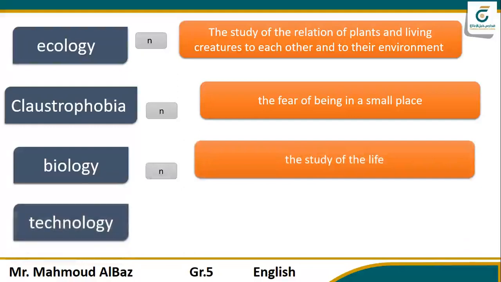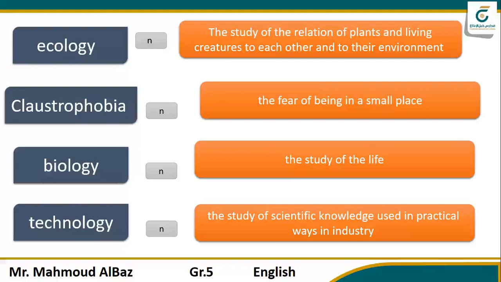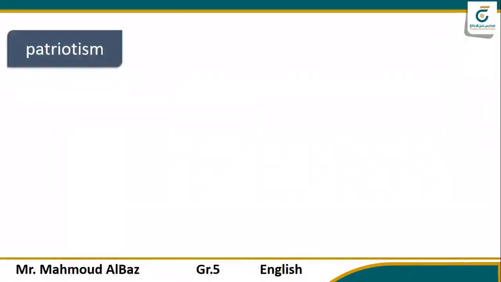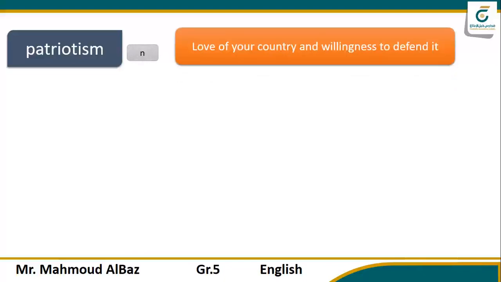Next, technology, the study of modern scientific knowledge used in practical ways in industry. This is technology, you already know. Next word, patriotism. And what does it mean, patriotism? It's a noun, yes, right? Patriotism, love of your country and willingness to defend it. Patriotic, if you are a person who loves this country, it's an adjective, but patriotism, it's a noun.